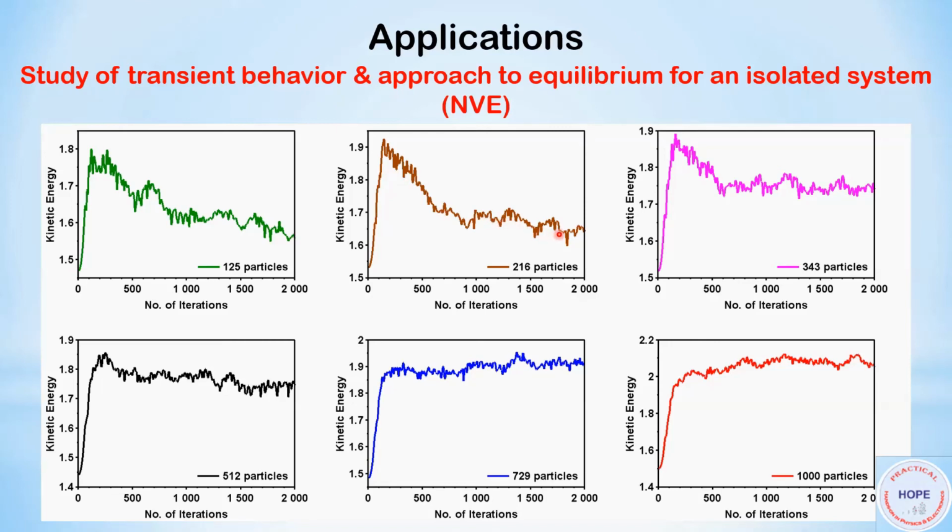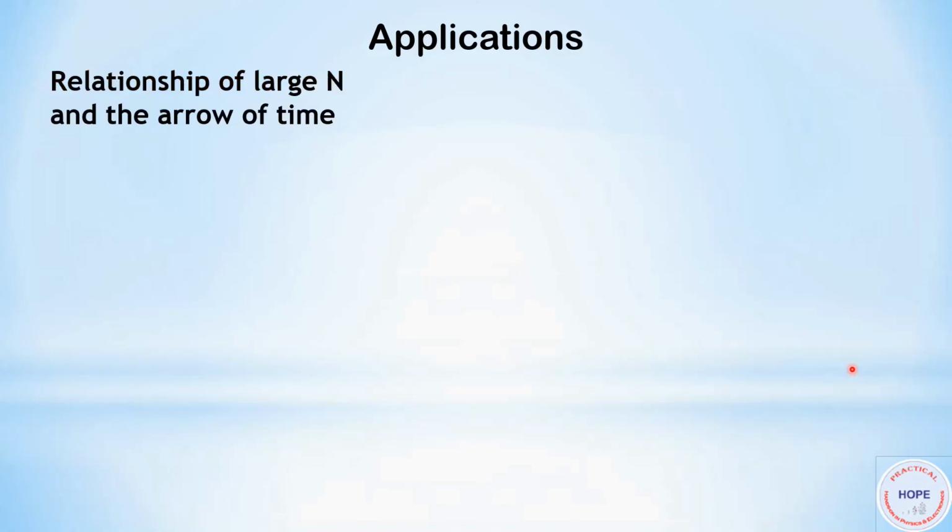This decrease of kinetic energy is varying with the number of particles, and as we increase the number of particles from 125 to say 1000, then this dip almost vanished, and for 1000 particles the kinetic energy initially increases and then again it slightly increases and reaches the equilibrium value. We can also study the relationship of large N and the arrow of time.